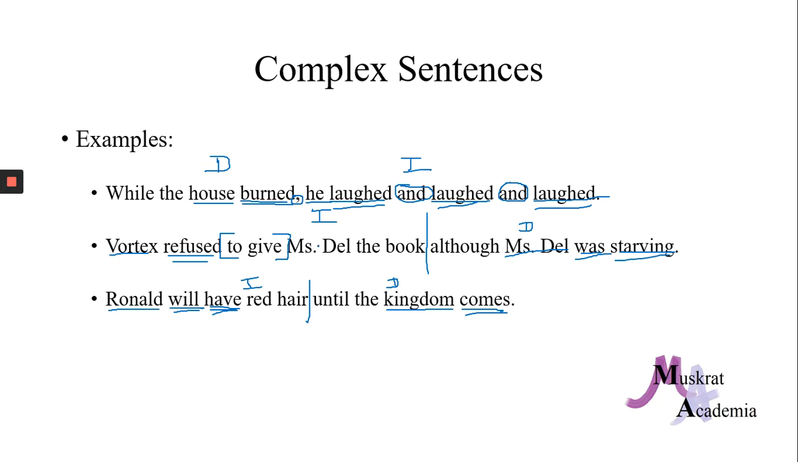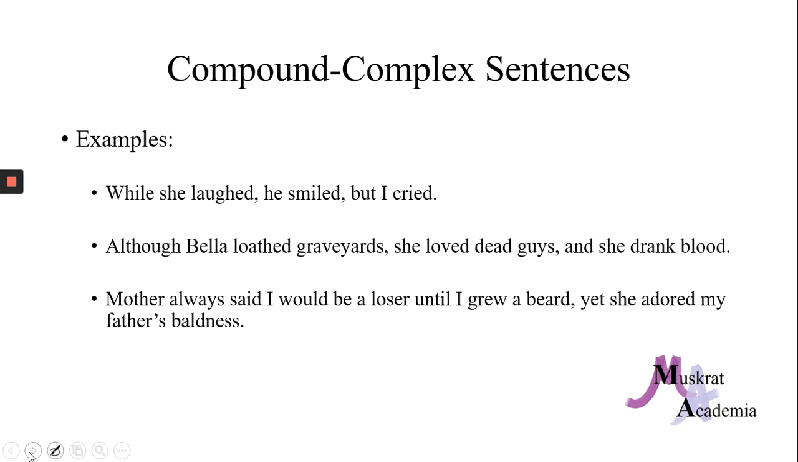Now notice again, D I, I D, they can be in any order for complex sentences. You cannot have D I I. As soon as you get to D I I, you're into compound complex, because you have more than one independent clause and a dependent clause, which makes this compound complex, which is our next type of sentence.